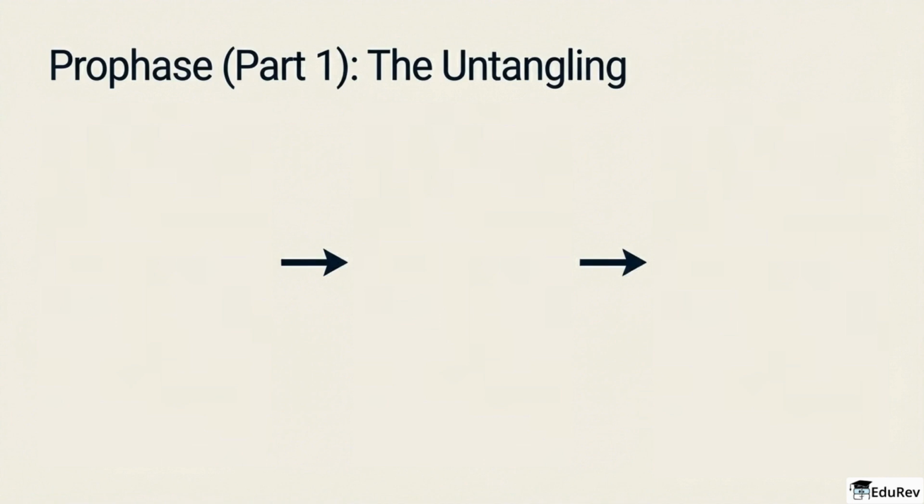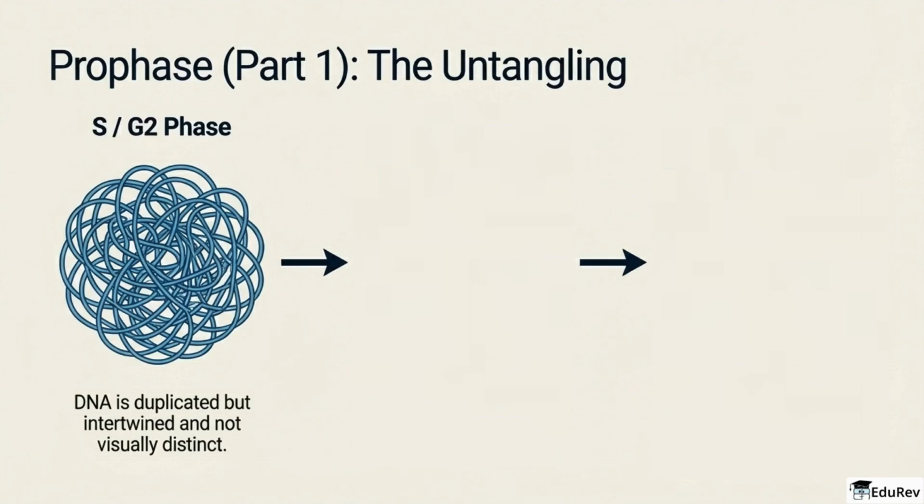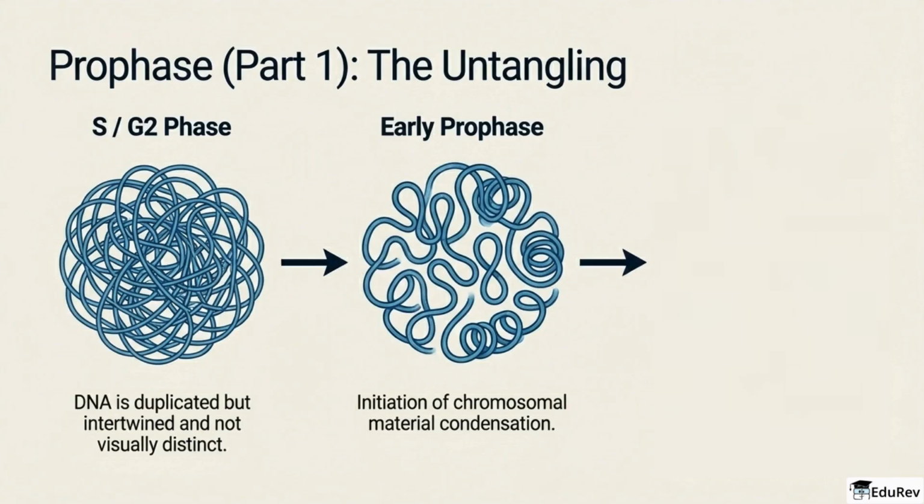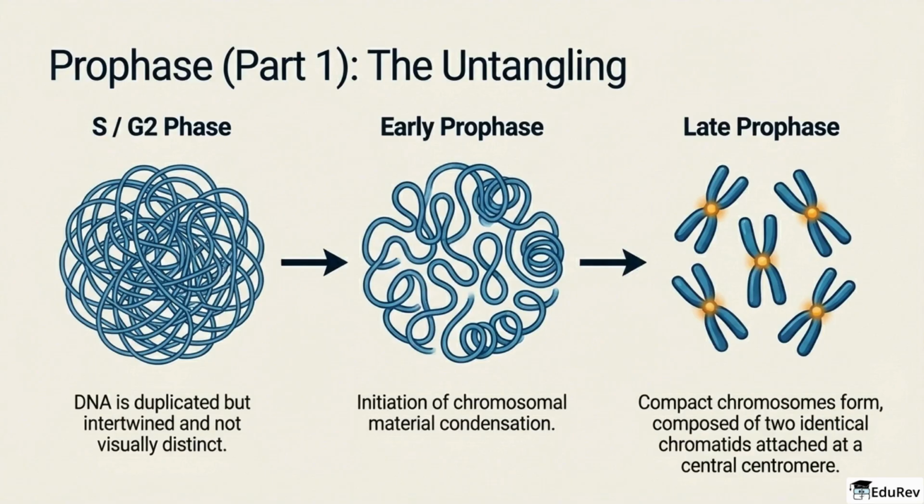In the earlier state, the DNA is duplicated but still intertwined and not visually distinct. During early prophase, chromosomal material starts condensing. By late prophase, compact chromosomes are formed, each made of two identical chromatids attached at a central centromere. So prophase is really the transition from diffuse chromatin to visible chromosome structure.